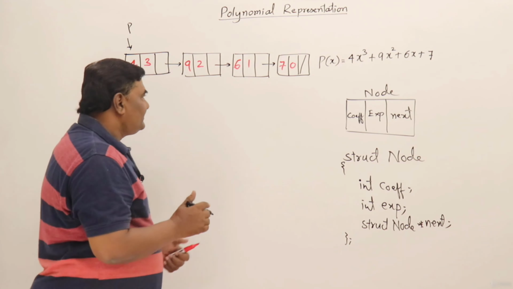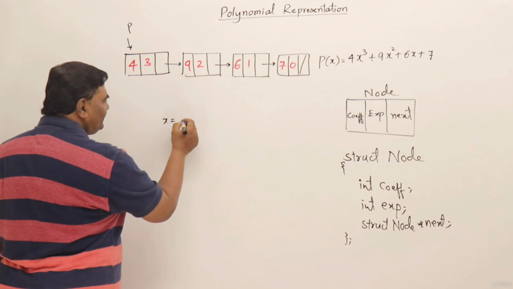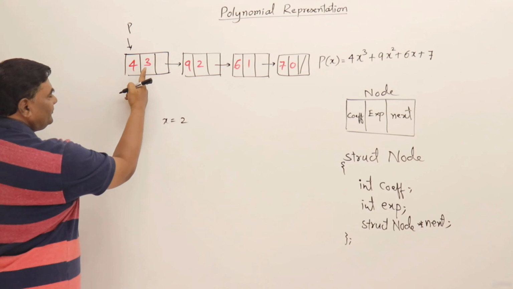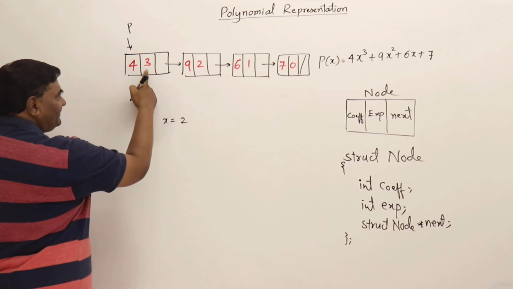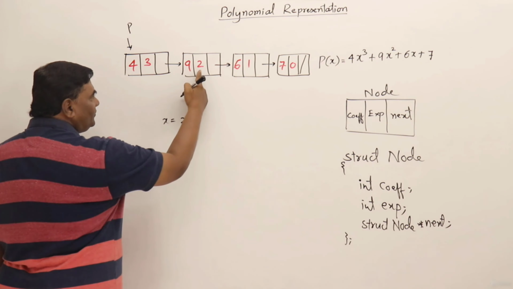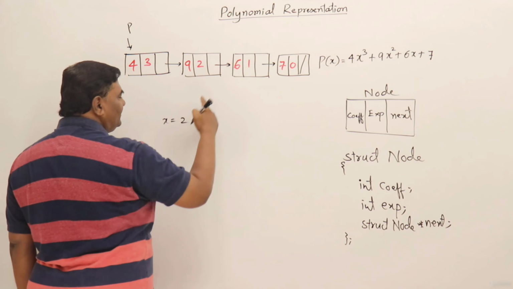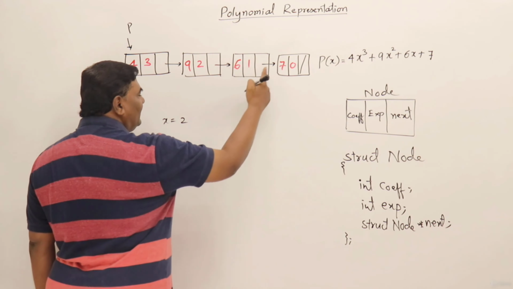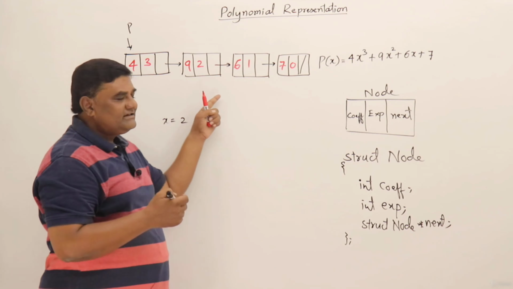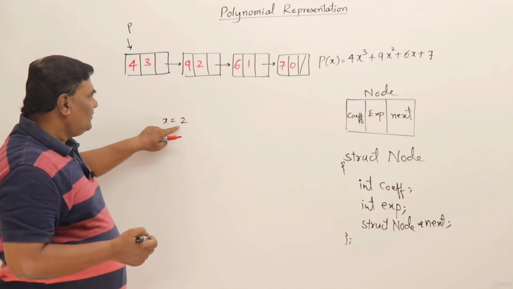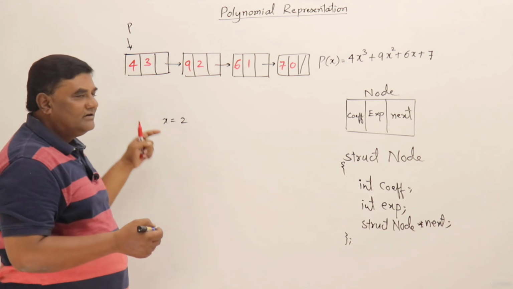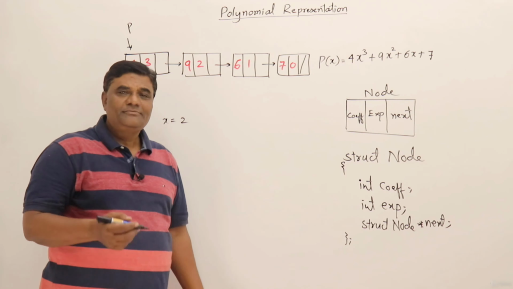Let us look at the procedure. Suppose I know the value of x, let us say 2, 3, whatever it is. For getting the result of this polynomial, I should take 2 power 3 and then multiply the result with 4. Then go to the next node. Then 2 power 2, multiply the result with 9. Go to the next node. 2 power 1, then multiply the result with 6. Then go to the next node. 2 power 0, multiply the result with 7. So I have to scan through the linked list. At each node, I should raise the value of x to this exponent and multiply the result with this coefficient. And add all the values, and I get the result. So the procedure is very simple.